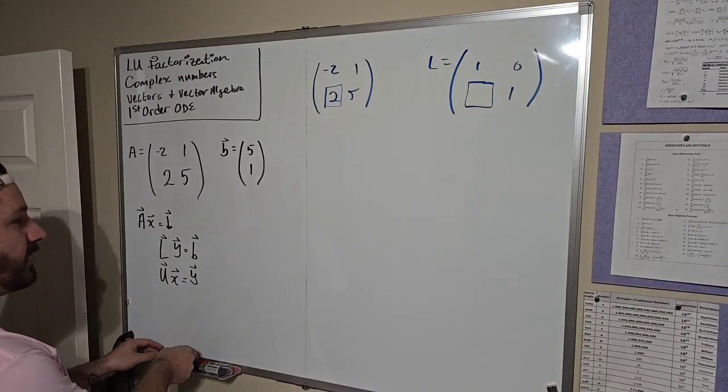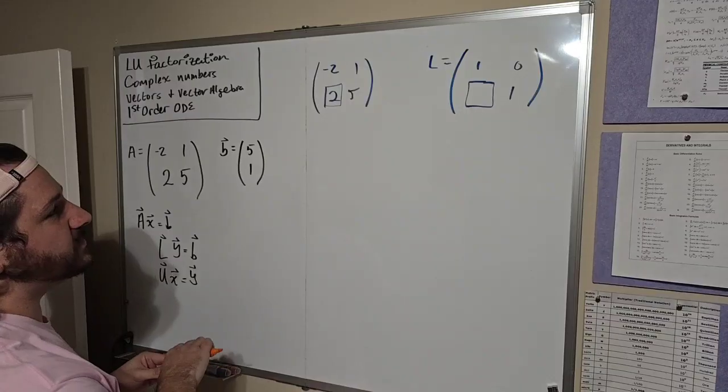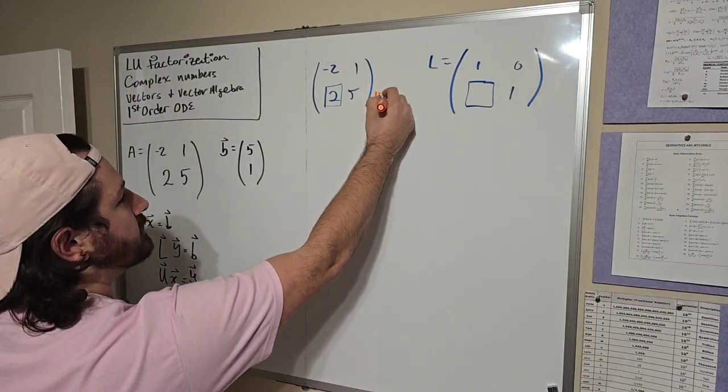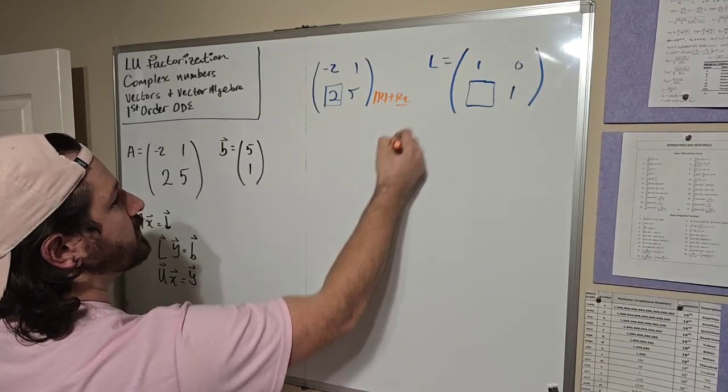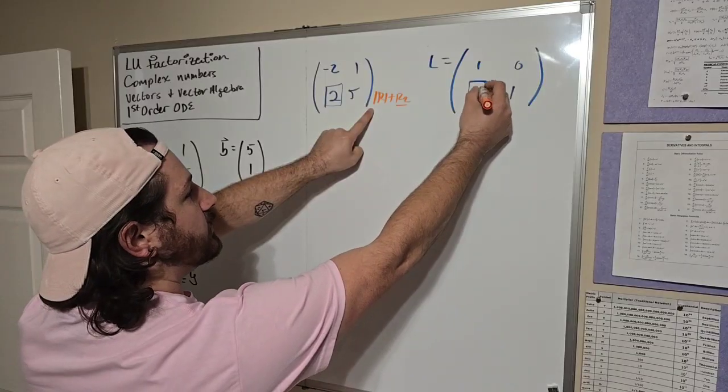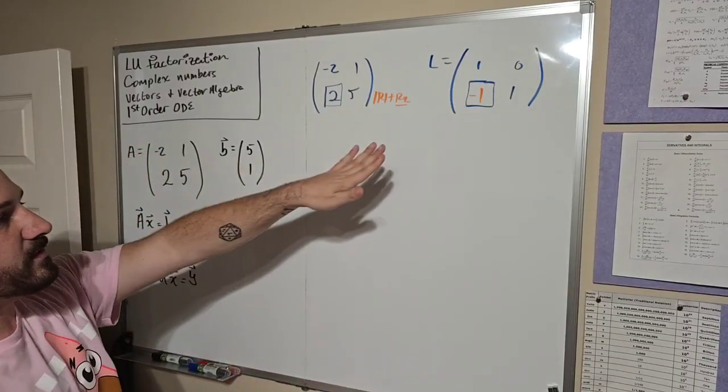So this one's pretty straightforward. All we need to do is add row 1 to row 2, just one row 1 into row 2. Okay, so this is a positive 1, which means we need a negative 1 over here. Okay, so we found our L.